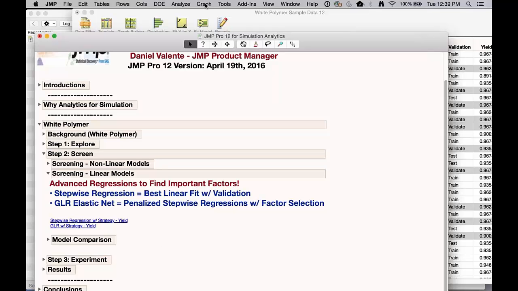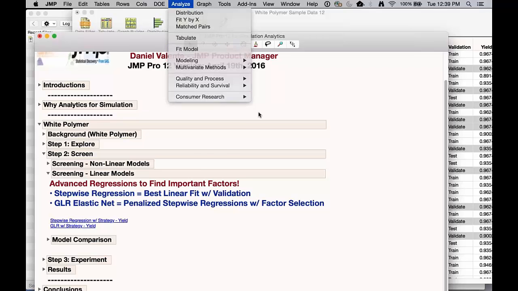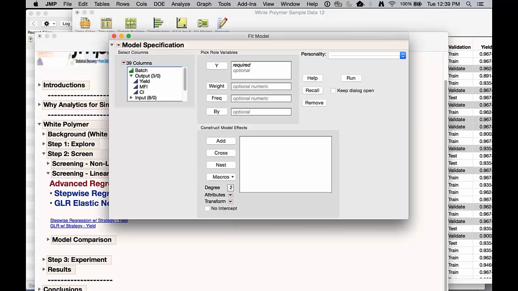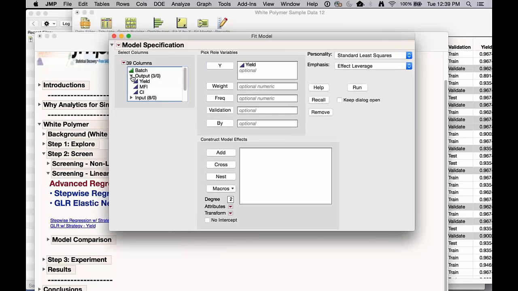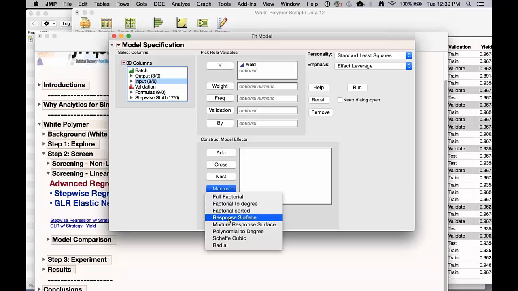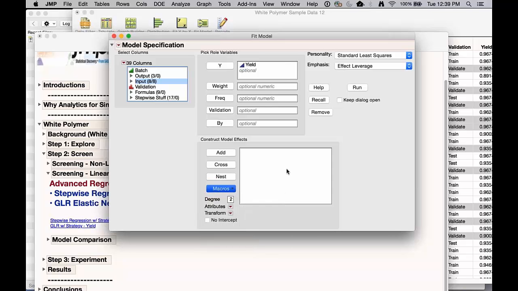So I've got a whole platform, this fit model that lets me set these up. And we could put the yield up here as well as put on my inputs. Now when I add effects in, I'm going to ask for enough information to even look at curvature, look at response surface, because I need to look at main effects and interactions and curve terms. There's a lot of stuff here. I definitely want to use that validation. I don't want to overfit this.